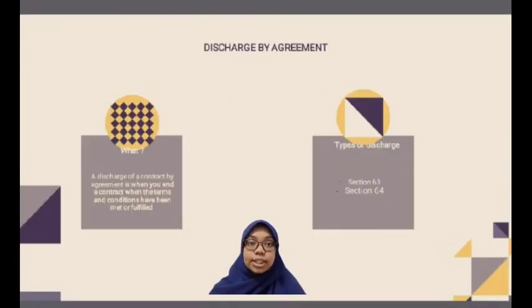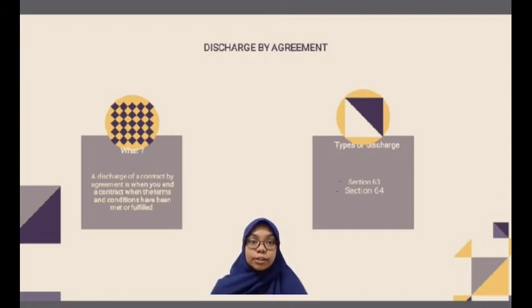The second one is discharge by agreement. A contract may be discharged by agreement when parties to the contract agree under free consent to discharge obligations from the former contract. A contract can be discharged if the parties agree or give consent that the contract will be discharged. The agreement can be made during the contract or after the contract has been made.